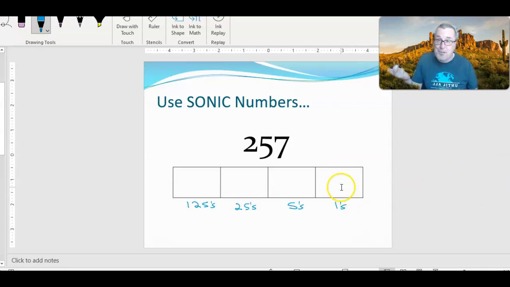That's what place value is all about. Once we run out of symbols, you've got to bundle and move to a new place that has a new value. And once you run out of symbols, bundle and move to a new place with a new value, and you can just keep doing this forever and ever. All right, pause the video and see if you can get 257 done. Go.